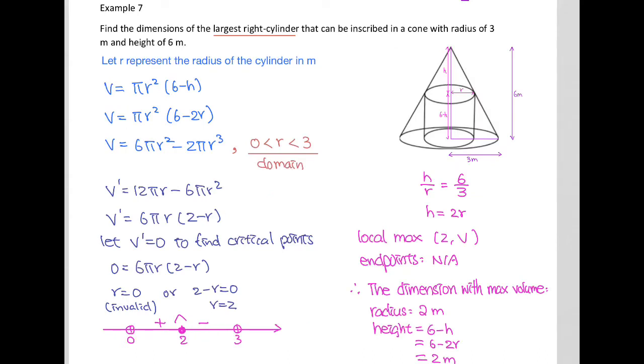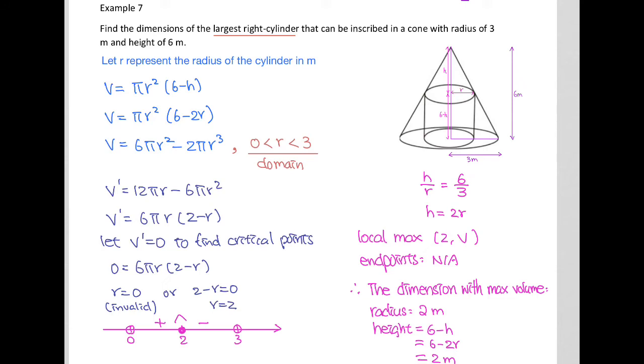Example number 7, we want to find the dimensions of the largest right cylinder. That means we are trying to find the maximum volume that can be inscribed in the cone with a radius of 3 meters and height of 6 meters. First, let's draw a cone and then draw a cylinder that is inside the cone, and we're going to label them. So we know the height of the cone is 6 meters, and we know the radius of the cone is 3 meters. However, we do not know the dimensions of the cylinder.